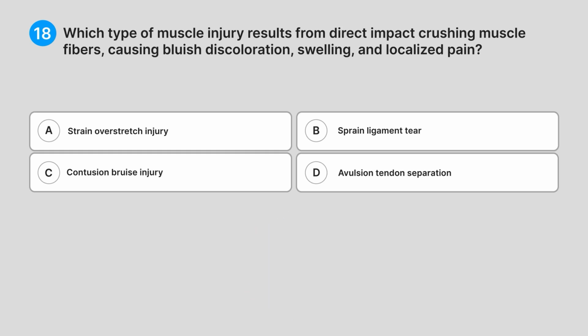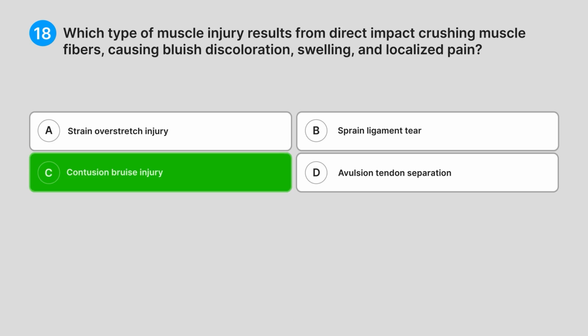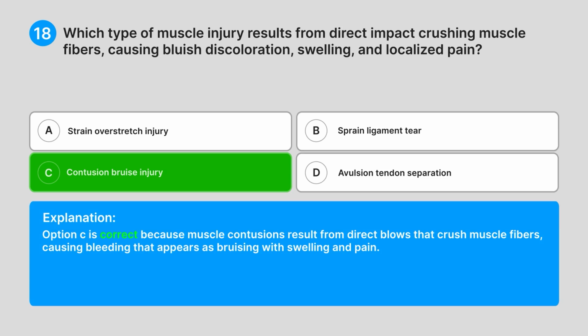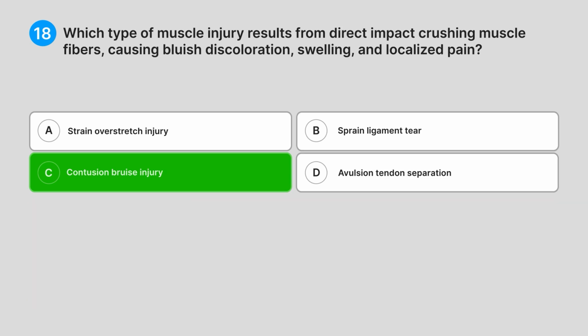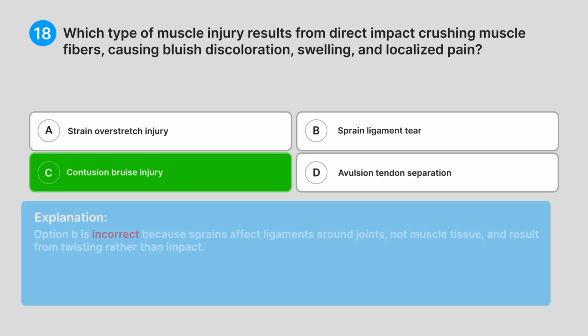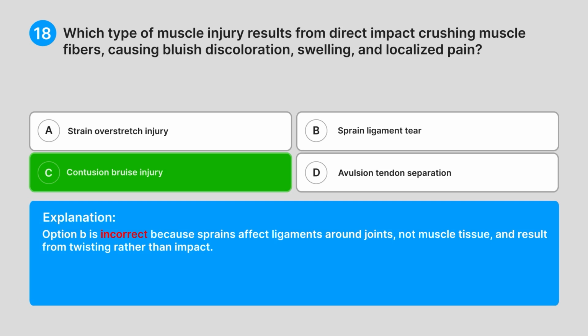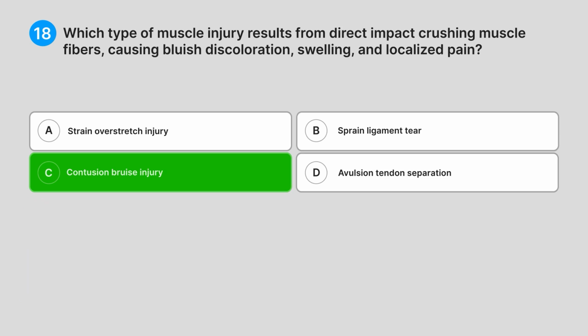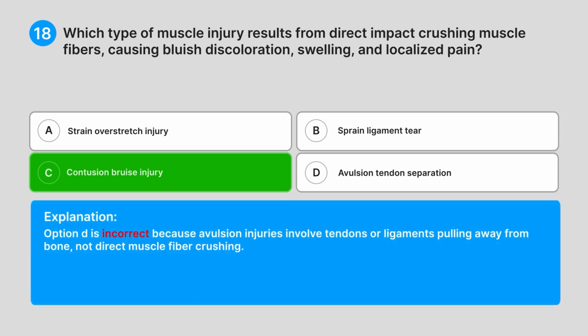Correct answer: C. Contusion, bruise injury. Explanation: Option C is correct because muscle contusions result from direct blows that crush muscle fibers, causing bleeding that appears as bruising with swelling and pain. Option A is incorrect because strains result from overstretching or tearing muscles or tendons. Option B is incorrect because sprains affect ligaments around joints, not muscle tissue, and result from twisting rather than impact. Option D is incorrect because avulsion injuries involve tendons or ligaments pulling away from bone, not direct muscle fiber crushing.